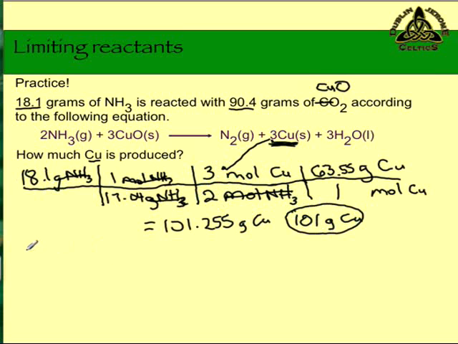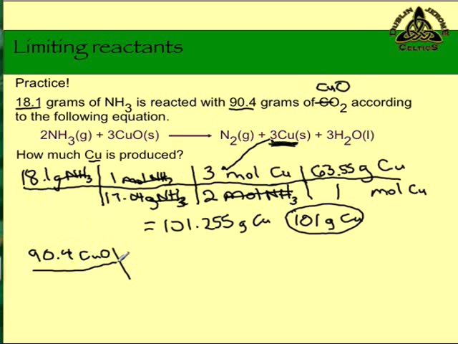So that's how much copper we can produce, right? Well, we can't really be sure, because we're starting with 90.4 grams of copper oxide. So why don't we convert 90.4 grams of copper oxide to grams of copper as well? Because we might get something different. I don't know though. It's got to be the 18.1, right? We're starting with so much less.